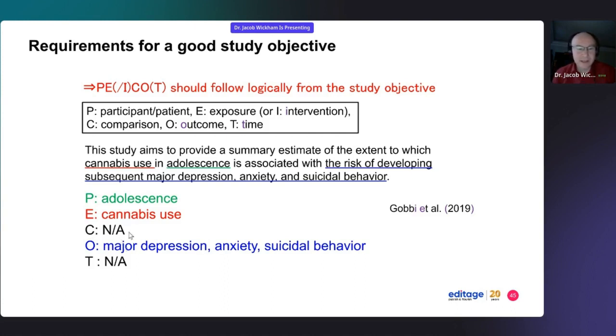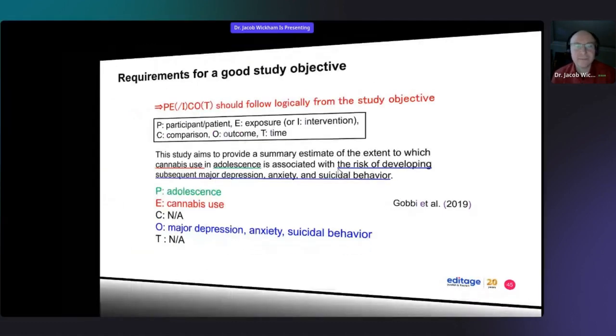The comparison, this is not a good study because it's hard to tell what their control group is, but then the observation is depression, anxiety, or suicidal behavior. So here they didn't have a control group, and it doesn't really show the time interval. So this is not a good study objective.